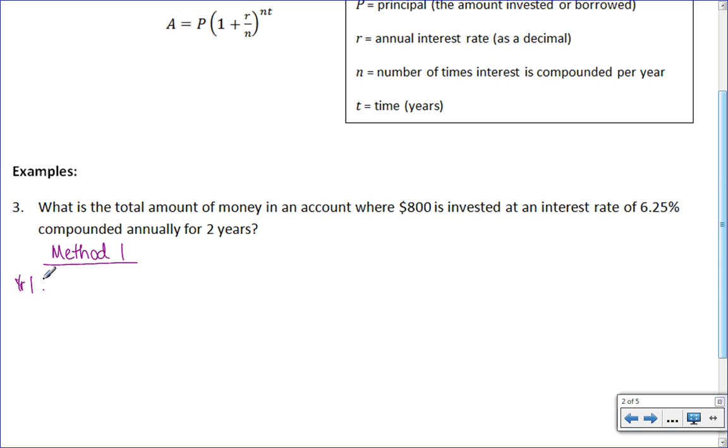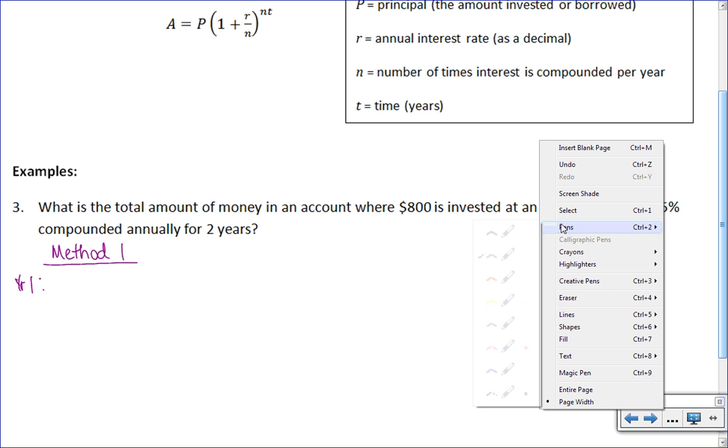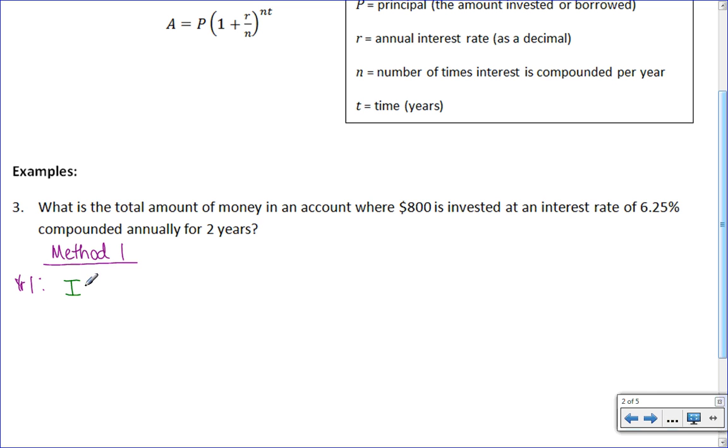So, for year 1, we have our simple interest formula. Interest equals principal times rate times time. And we don't know what the interest is. The principal, the amount invested, is $800. The rate as a decimal, 6.25%, so as a decimal, 0.0625.